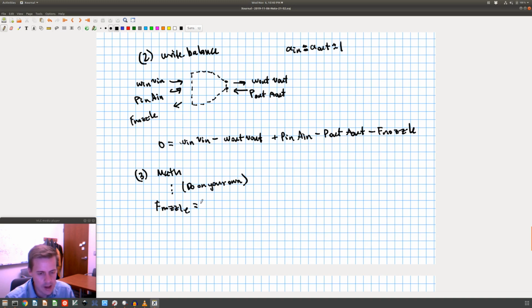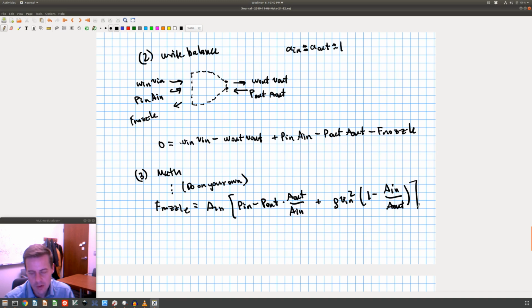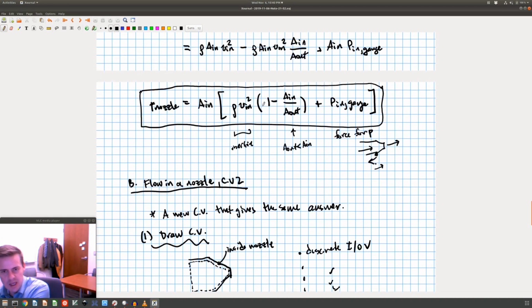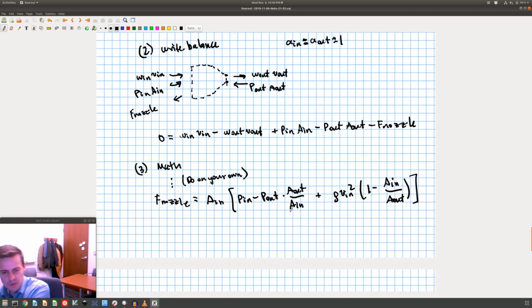I get that the force on the nozzle is A in times by P in minus P out, but now this has an A out divided by A in it, plus this other term, rho V in squared, multiplied by 1 minus A in divided by A out. Okay, so now, wait a minute. This is different, right? Above, instead of P in minus P out, I got P in gauge.